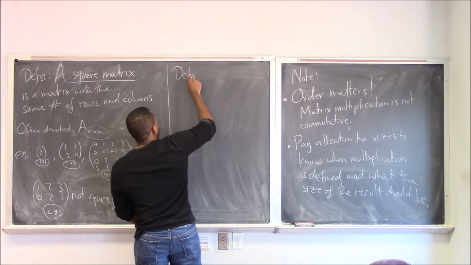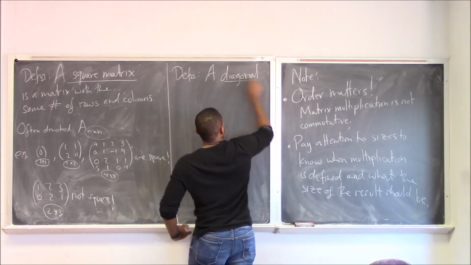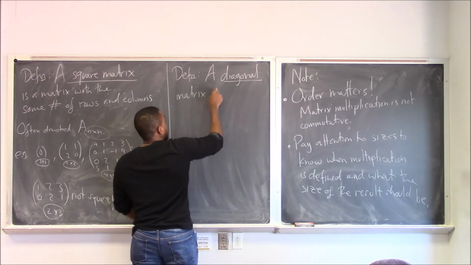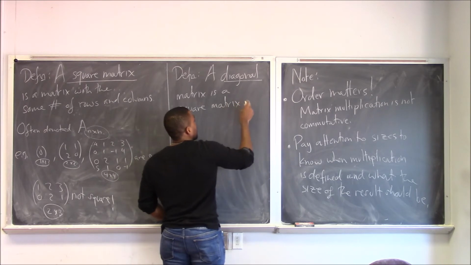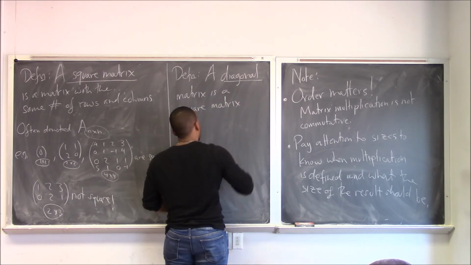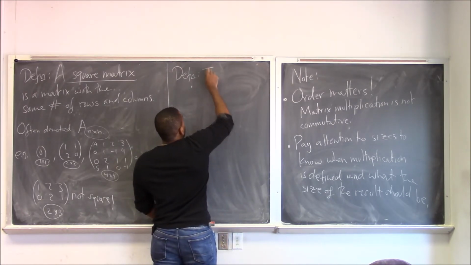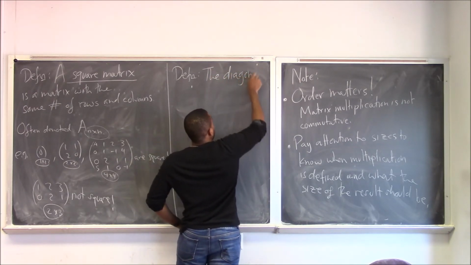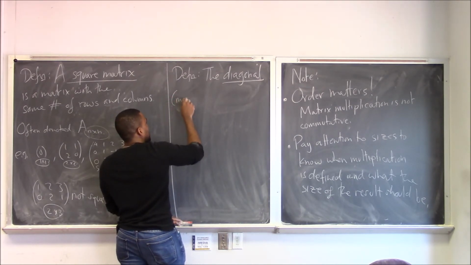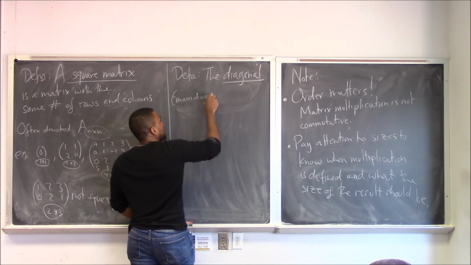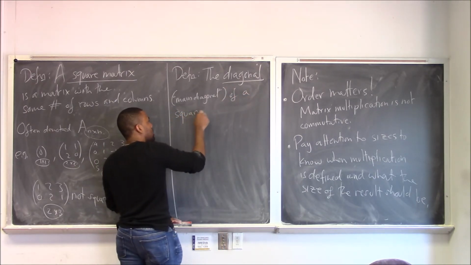Here's another definition. A diagonal matrix. I probably need to define the diagonal for you. Sometimes they refer to it as the diagonal, but the full name is really the main diagonal of a square matrix. I mean, you don't talk about diagonals of non-square matrices.